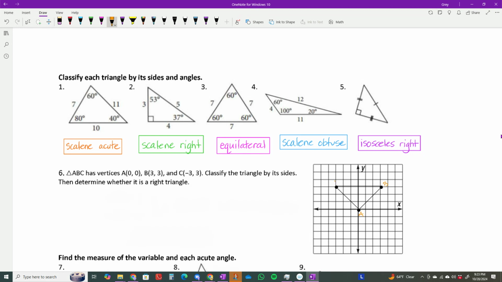And C is negative 3, 3. Classify the triangle by its sides, then determine if it is a right triangle. So if I have to classify it by its sides, I need to go find the length of each of the sides. So this horizontal figure, BC, I just have to count my squares. So it has a side length of 6.